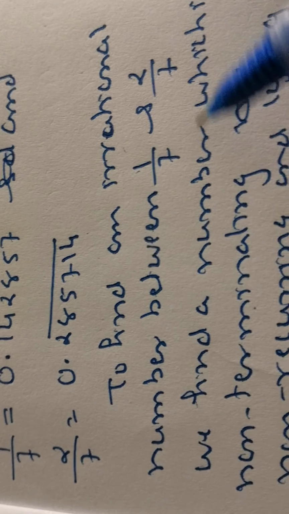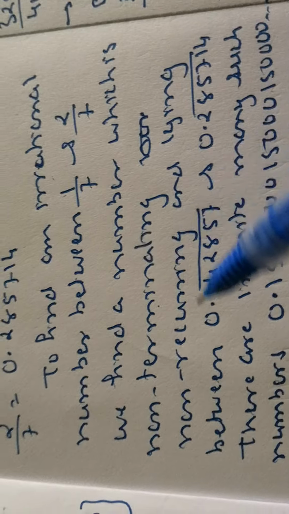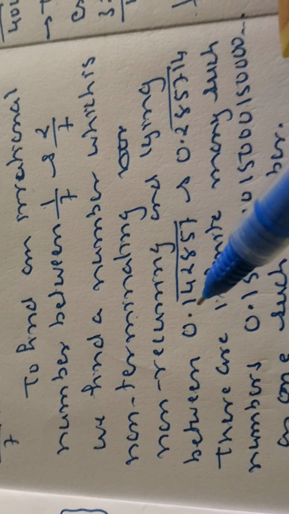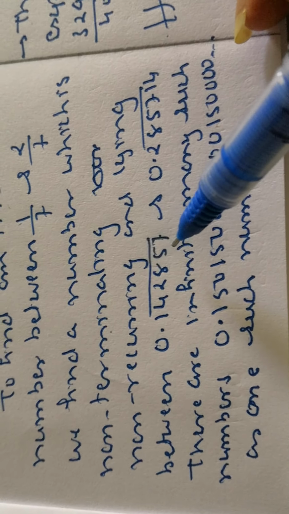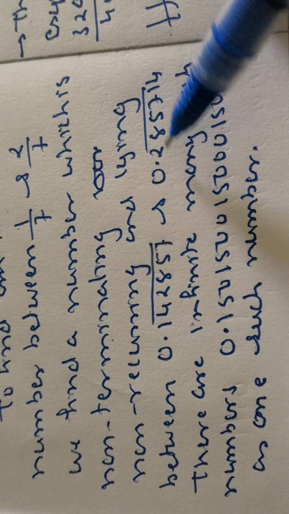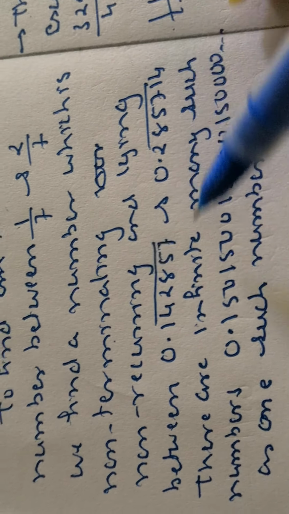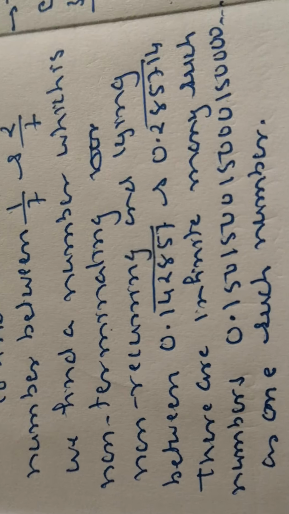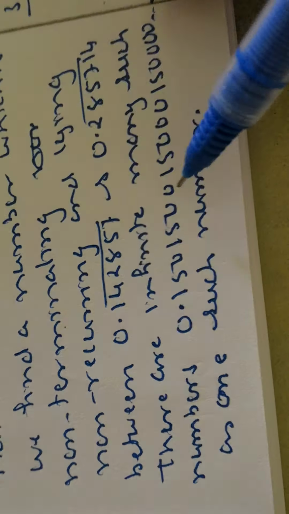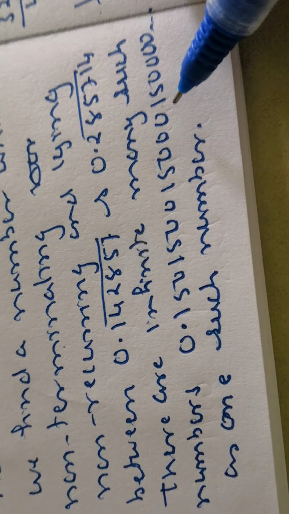So to find an irrational number between 1 upon 7 and 2 upon 7, we find a number which is non-terminating and non-recurring and lying between 0.142857 and 0.285714. There are infinitely many such numbers, but we take 0.150, 1500, 15000, 1540 as one such number.